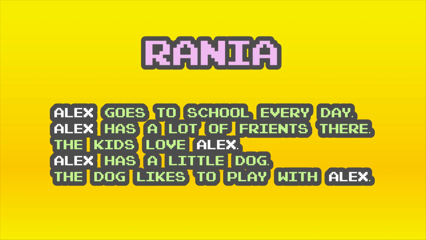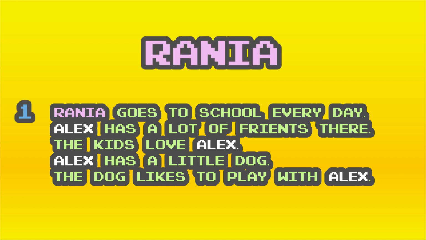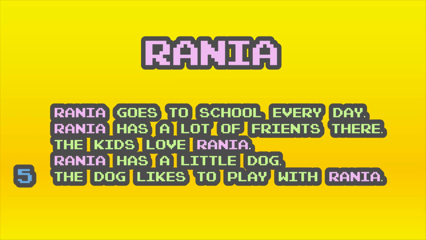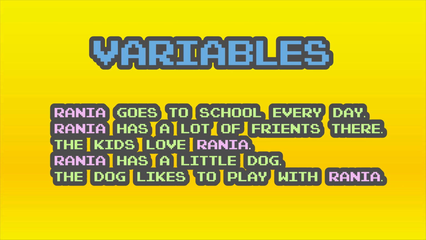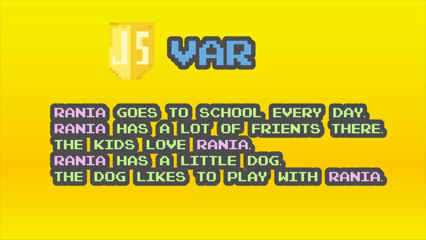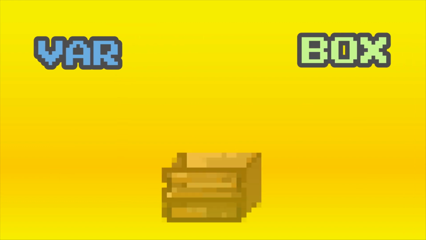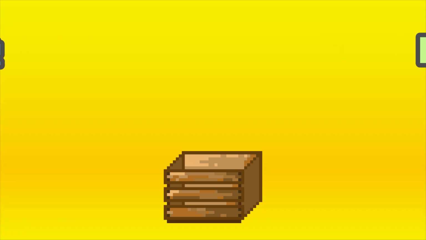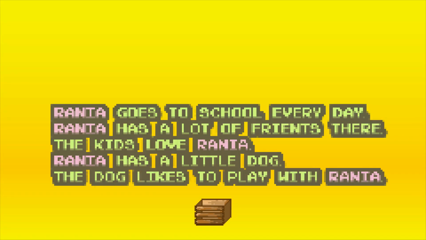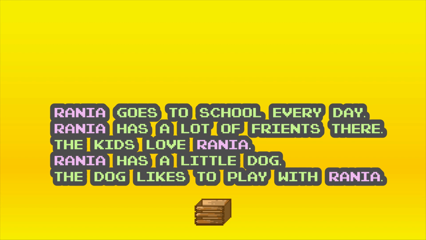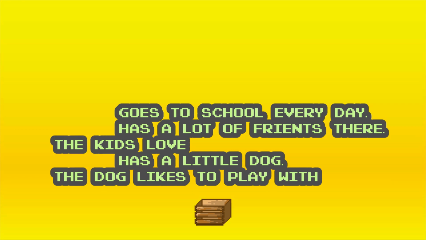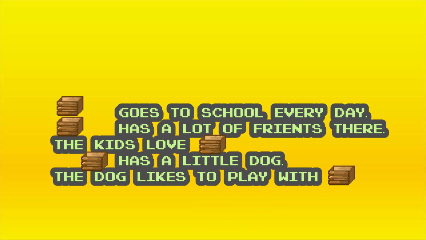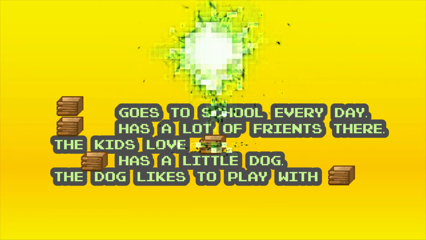Suppose we want to talk about Rania. We have to change the name 1, 2, 3, 4, 5 times. Want to see now how to talk about Rania really quick, using variables? Let's take our variable box and replace the name Rania with our variable. Now we will see the magic.